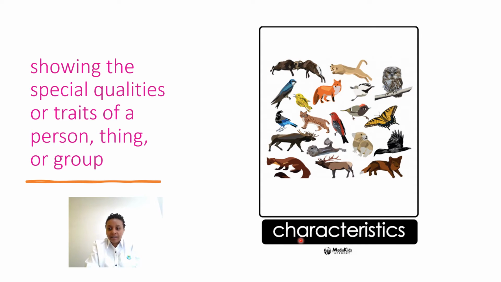Characteristics. So characteristics is showing the special qualities or traits of a person, thing, or group. Okay, so I can give you an example of two people. So characteristics, they have blue eyes, they have black hair. So those are characteristics. In animals, you will see a butterfly has characteristics, something that is special about them.